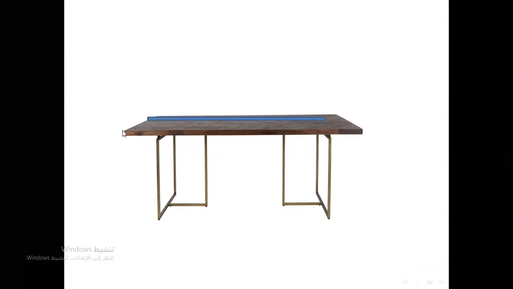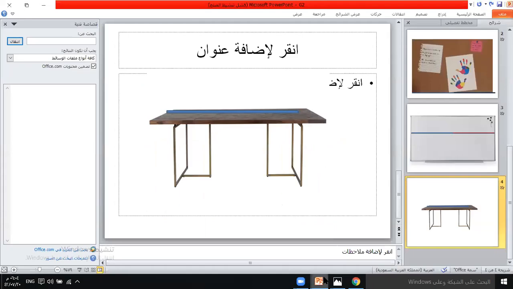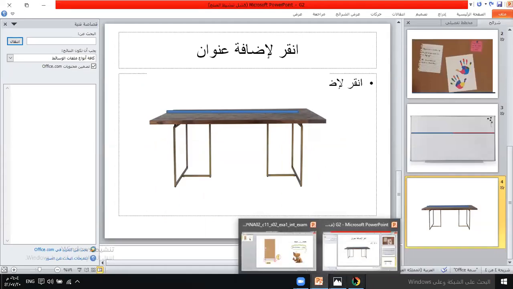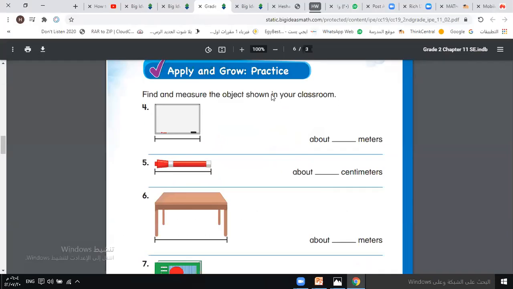Start from the beginning of the table, okay, to here. So it's about 1 meter. It's about 1 meter long. Let's write 1 meter, okay? Let's write now here about 1 meter. Right here 1 meter.